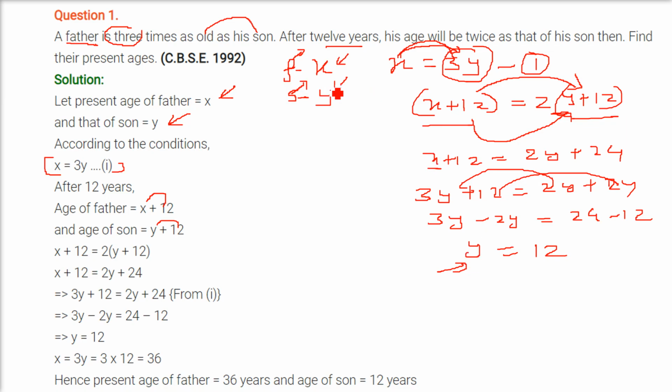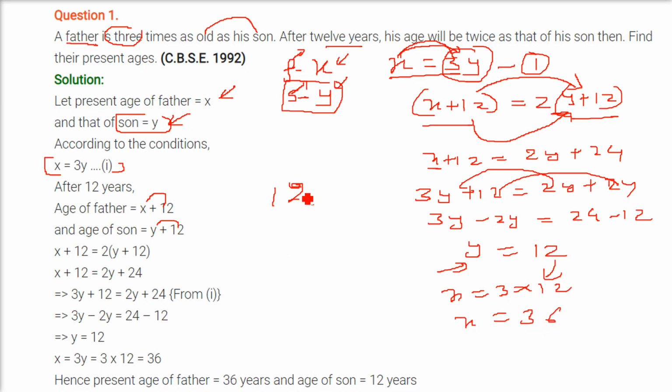We assumed it to be son's age. So now the age of son is 12, and what will be the age of father? X equal to 3Y. So X will be equal to 3 into 12. We are putting Y here. So it will be 36. So X is 36. What was X? X is the present age of the father. So 36 is the age of father, 12 is the age of the son. Most of the questions in this exercise are like this.